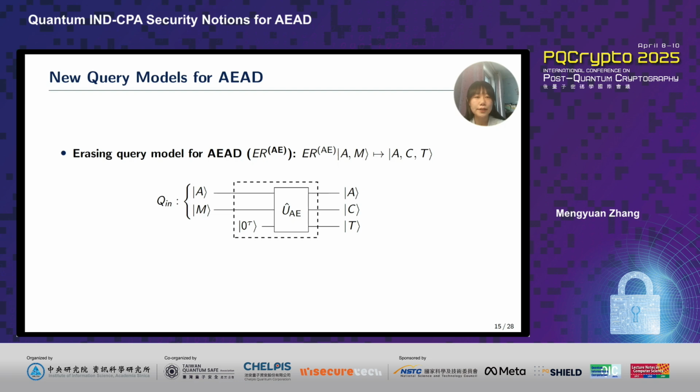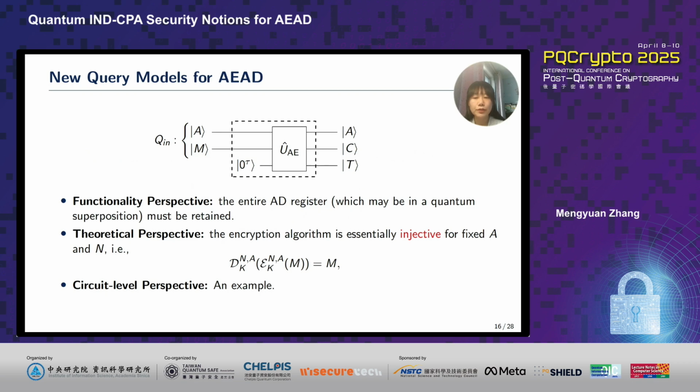However, as I mentioned earlier, only injective and bijective functions can be implemented as erasing type circuits. For AEAD schemes, since the associated data is only authenticated but not encrypted, it clearly doesn't meet this condition. But interestingly, we found that AEAD can still be implemented in the following form as an oracle. We call this query model the ERAE query model. And the ERAE query model maps A, M to A, C, T.